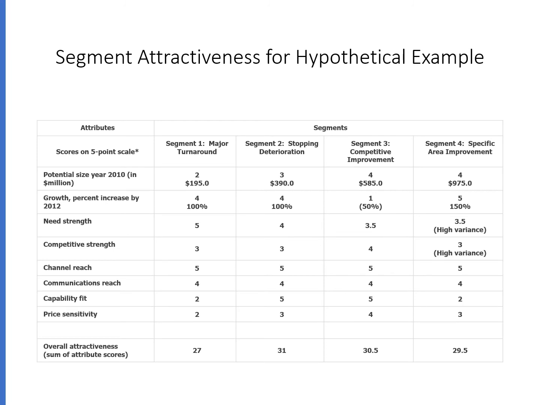Segment attractiveness for a hypothetical example. Let's try to understand segment attractiveness with this exhibit. This exhibit shows the factors contributing to the attractiveness of four segments. The first three variables concern customer and market considerations. The next, competitive attractiveness. Then channel reach and communication reach. All considerations having to do with the match between customer needs and company capabilities have been combined into one variable.